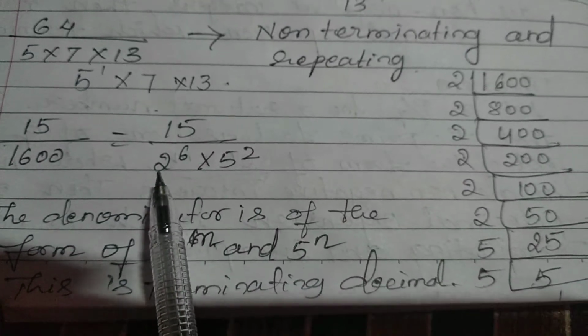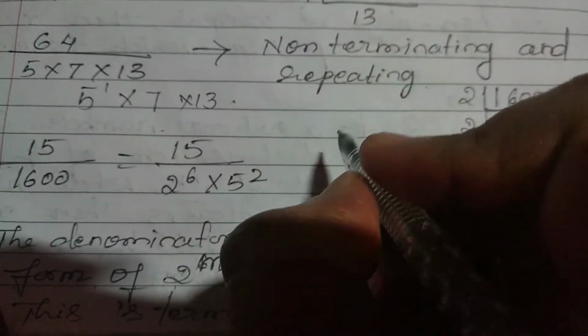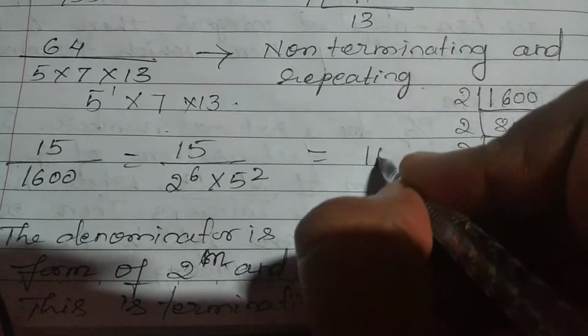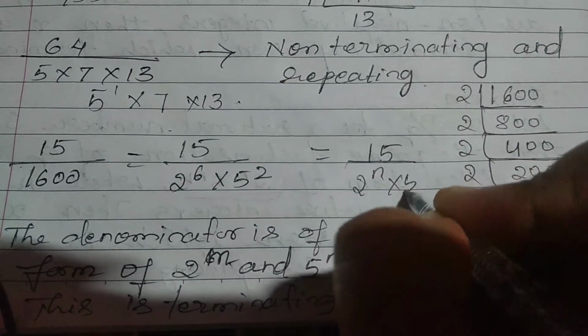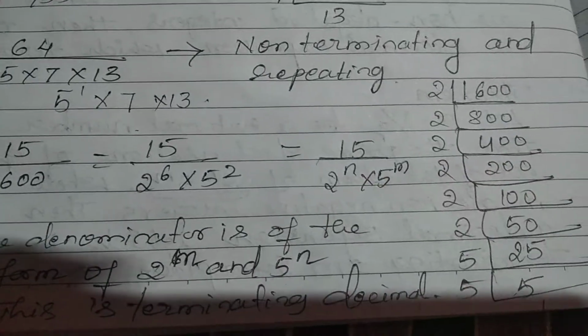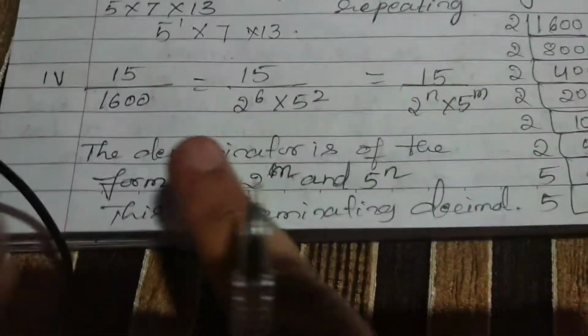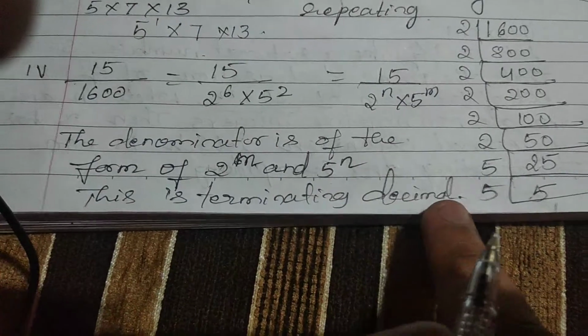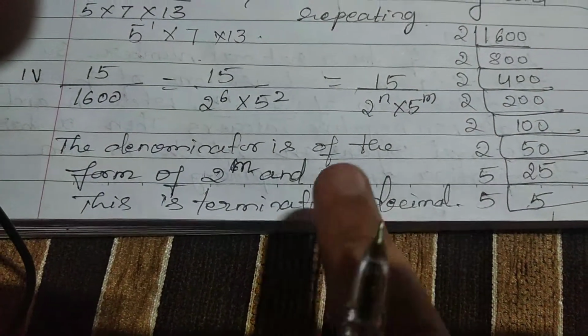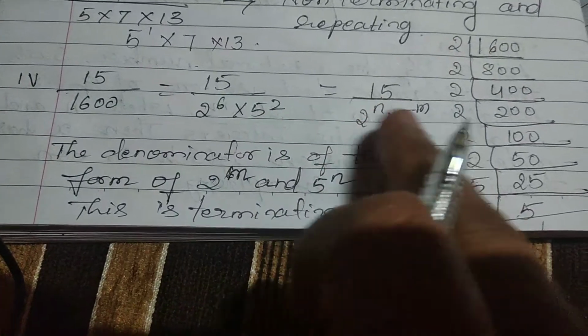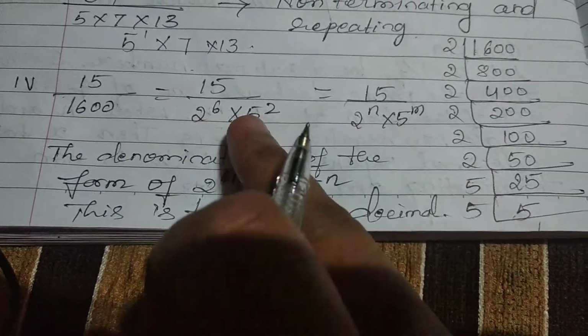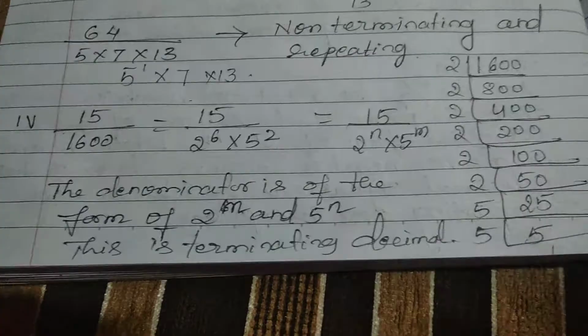Okay, now see, we can write this in the form of, look at this, 15 divided by 2 to the power of n into 5 to the power of m. So that's why this decimal expansion is terminating. It is a terminating decimal expansion, because we can write this denominator as 2 to the power of n into 5 to the power of m. Okay, so let us go to the next problem, the fifth problem.